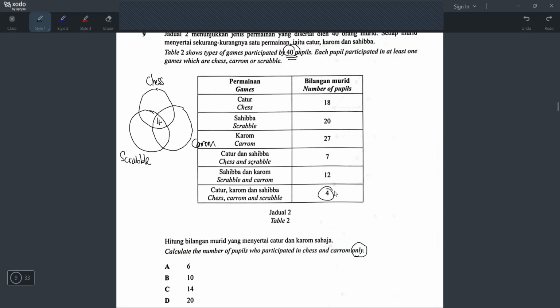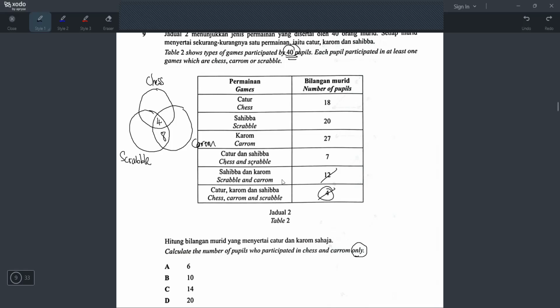After you write 4, now you can write the 12 because 12 is actually Scrabble and carom, which means the middle part is 12. But you don't go and write 12 like this. Hey, come on, you write like this. You are wrong already. You have to write 8 here, because I already said the 12 is not just this part. It's actually including the middle part also. That's why you have to take 12 minus 4, 8, right? Because this one is Scrabble and carom.